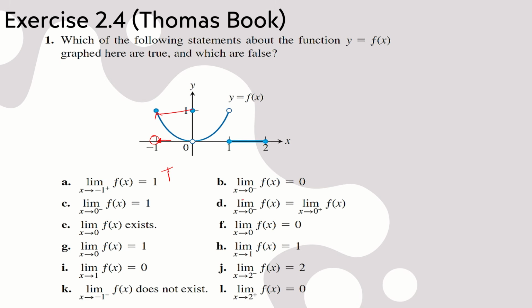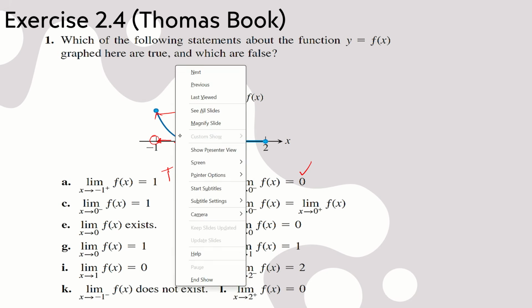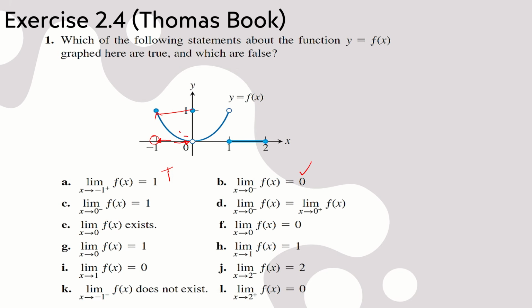Whereas the next one says limit x goes to 0 from the left side, f of x is going towards 0. So if you approach 0 from the left side, you see this is the left side at 0, and the graph is also going towards 0. So it means this is also true.